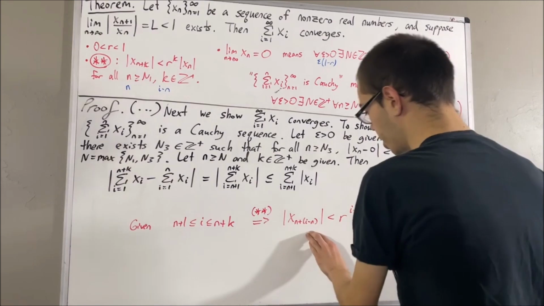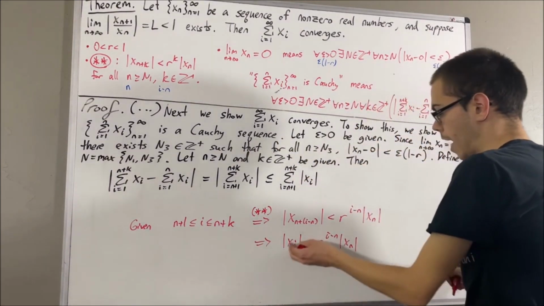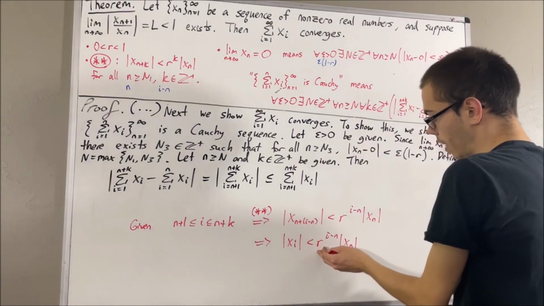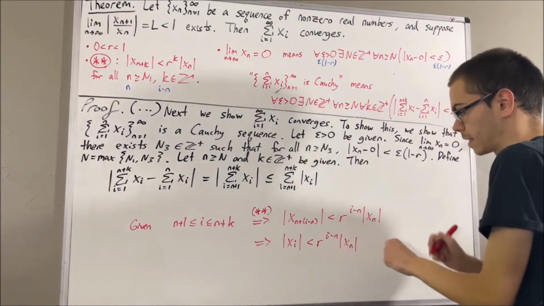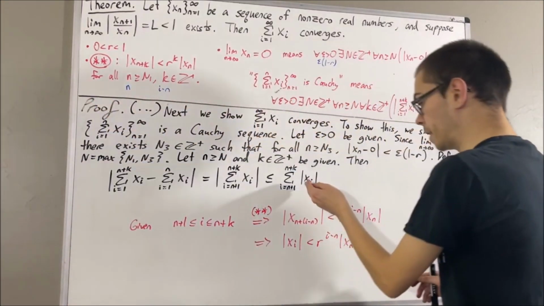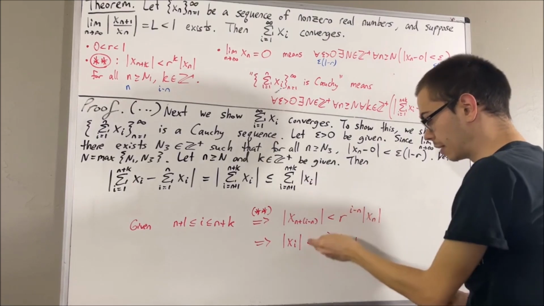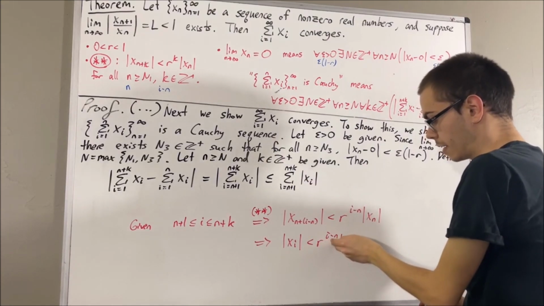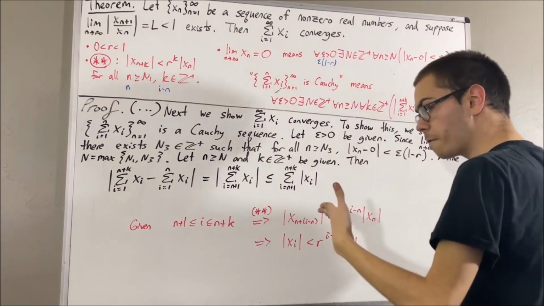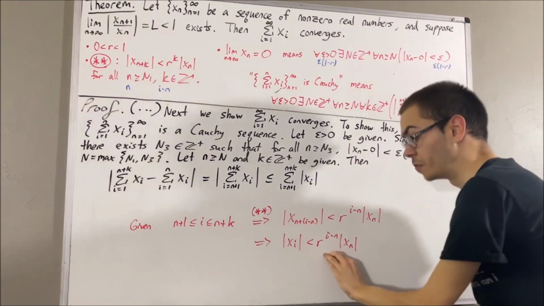And this is just absolute value of xi. So we get that absolute value of xi is less than r to the power of i minus n, absolute value of xn. So what this tells us is that given any term in this sum, that term must be less than r to the i minus n, absolute value of xn. And therefore, the sum of all of these guys must be strictly less than the sum of all of these guys.